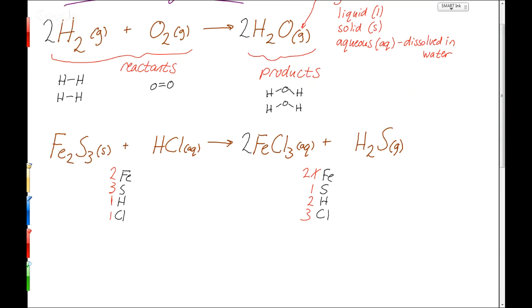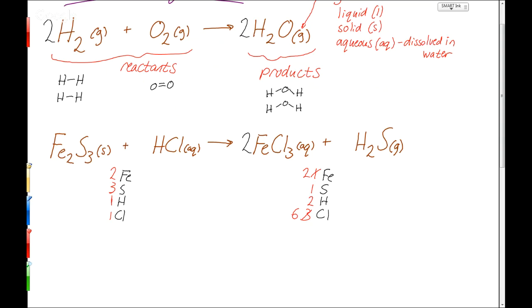But we've also changed the chlorine, because we can only change numbers of whole compounds. We can't affect the individual parts, the individual atoms of the compound. So if we change the iron, we also change the chlorine from 3 to 6, because now we've got 2 of those compounds, each compound having 3 chlorine atoms. All right, so we balance the iron. We see that there's 2 on each side now.